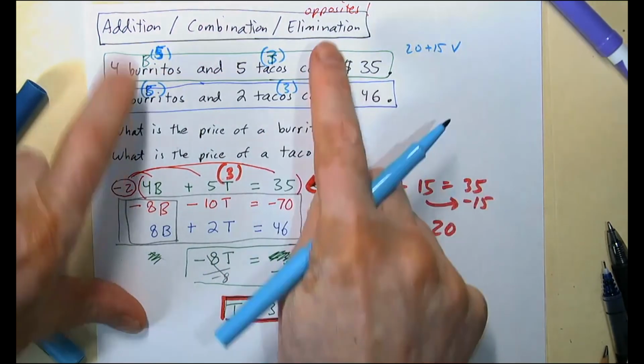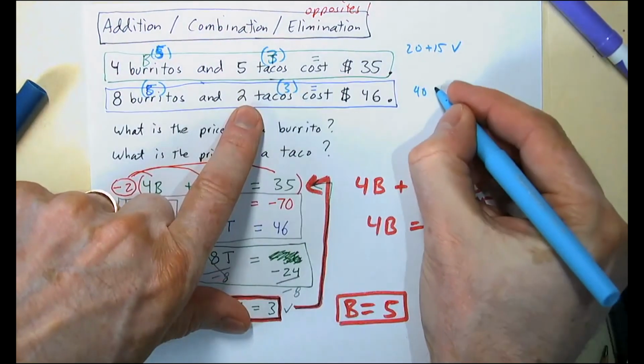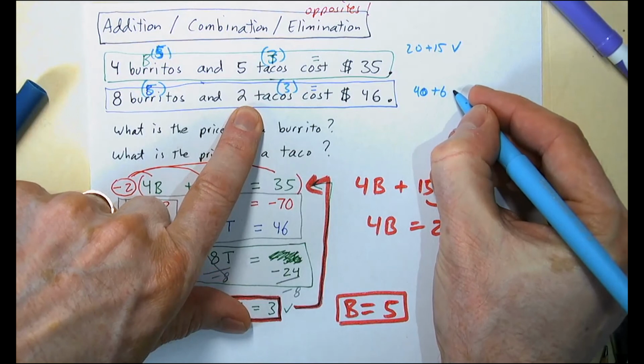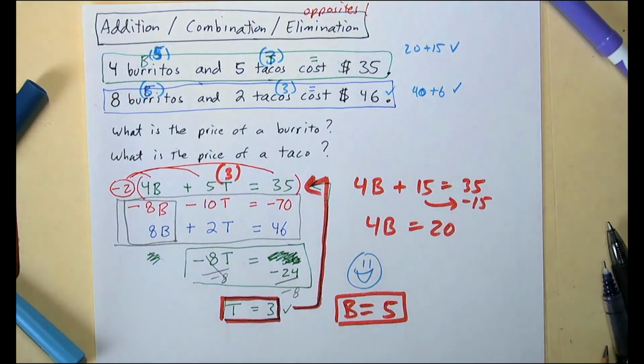So I always make sure it works in both. 8 times 5, that's $40. 2 times 3 is $6. 40 plus 6 is 46. So now I'm totally confident I did it right.